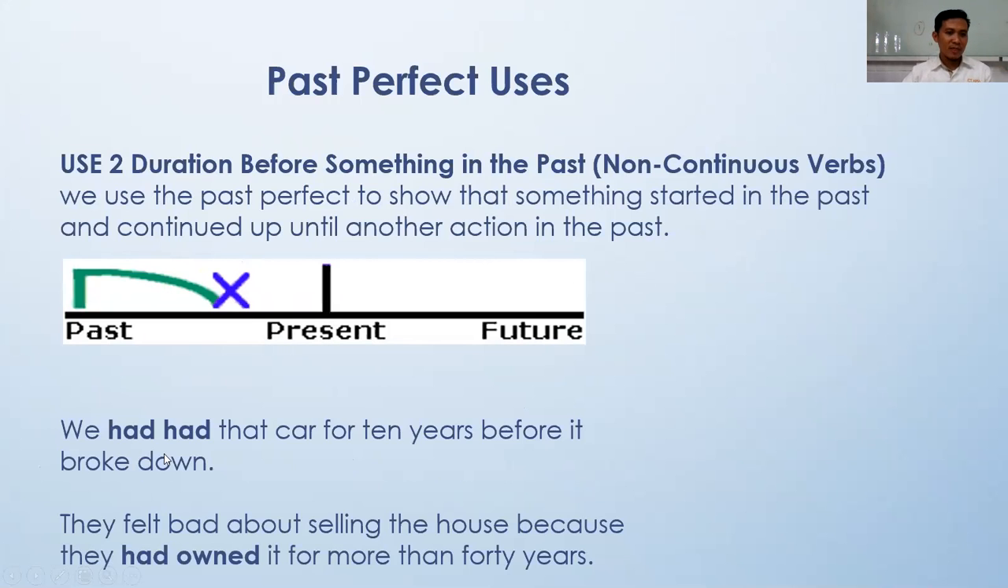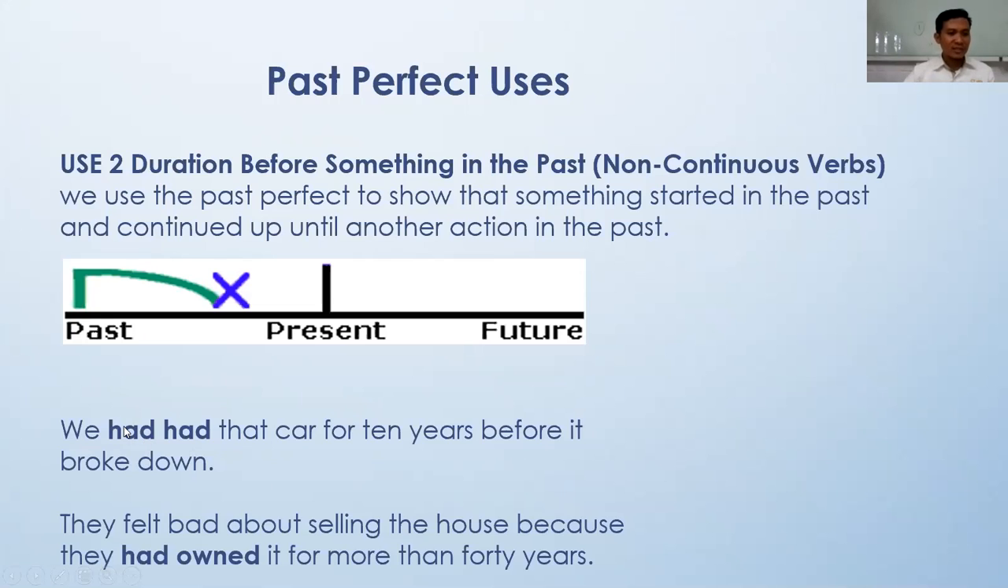Here is present. For example, we had that car for 10 years before it broke down. Do you think they still have the car now? No, they don't have the car now. But they had, we had. Why do we use had twice here? Yes, the first had is the auxiliary verb and the second had is the main verb.